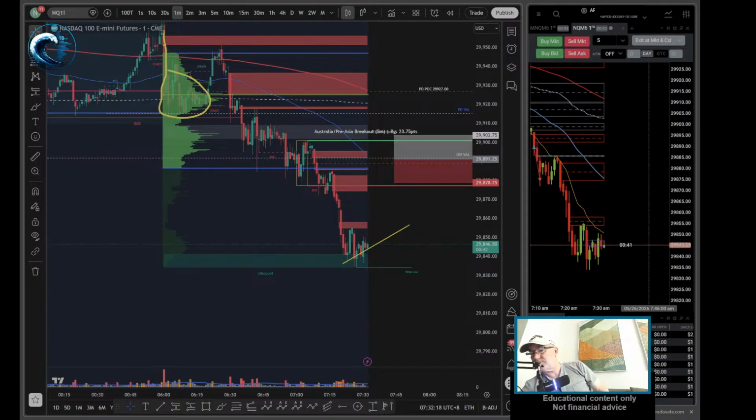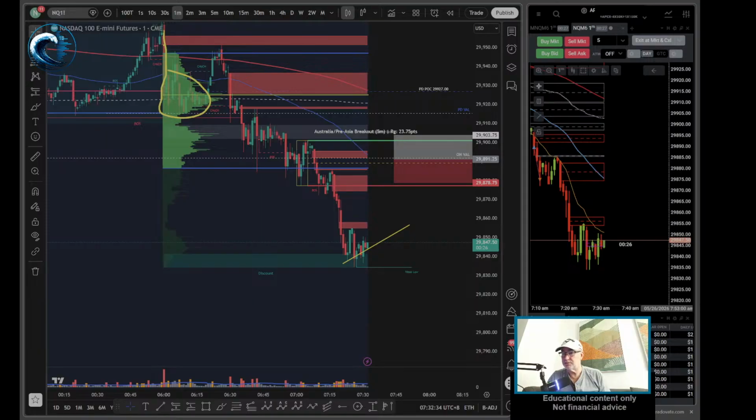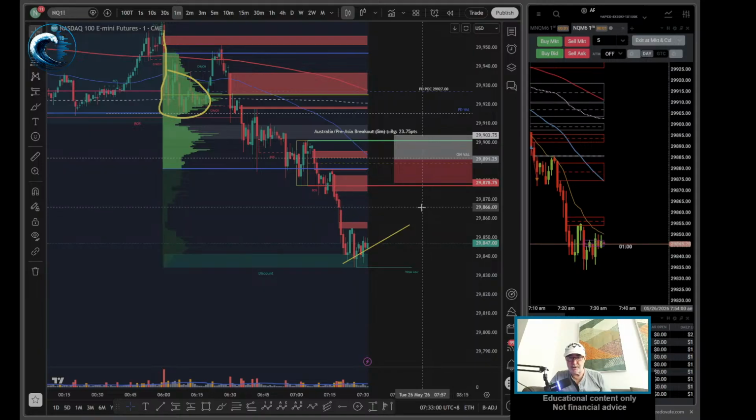Alright, so I'm just running my AI tool again, to see if I've got any setups. Okay. Yeah, so basically it's saying the same thing. Look for a retest back up here. My AI tool's biased a bit because of how I've set it up.